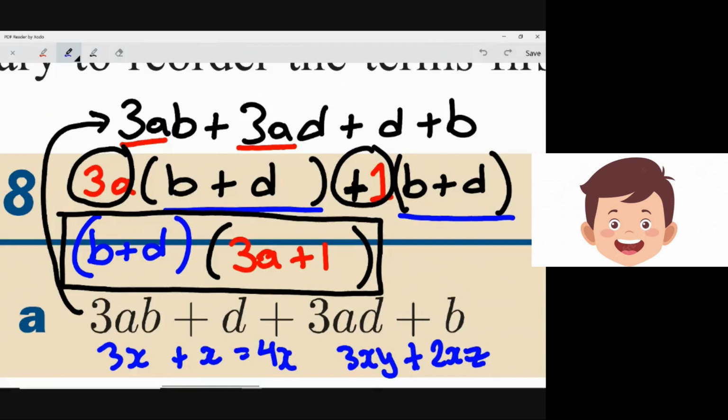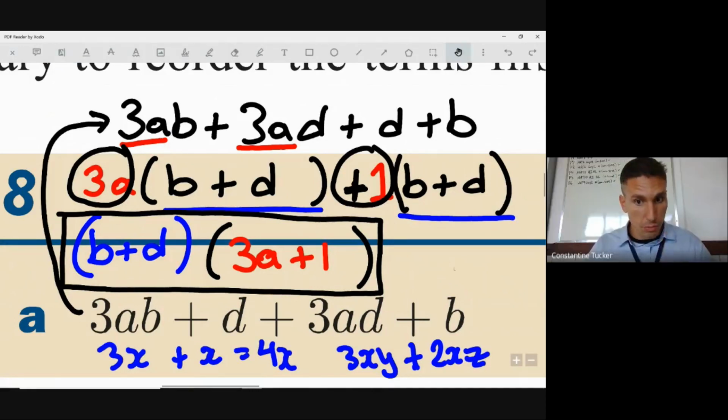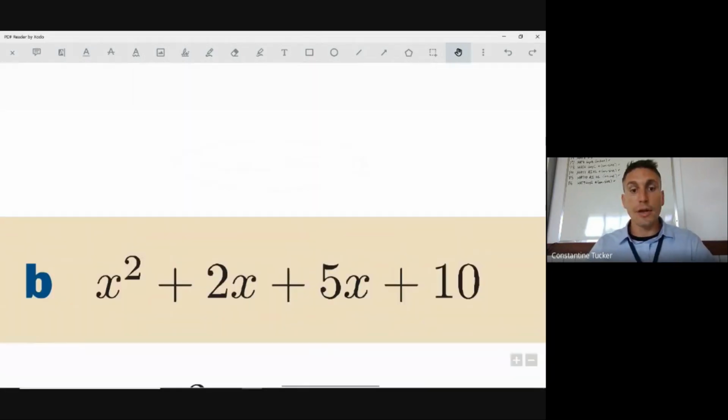Can you repeat the process? Yes, but I will do it with a second example, and then I can come back to this if this didn't make sense. Like here, we could obviously add the 2x and the 5x to get 7x, but here that's not the point of this exercise.